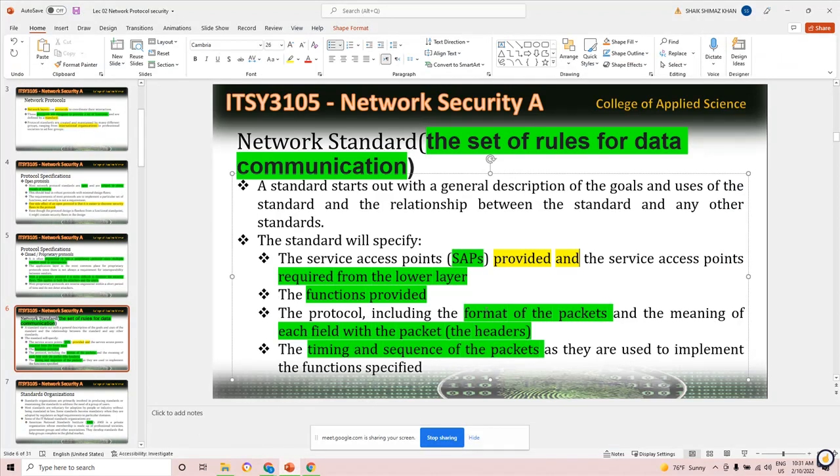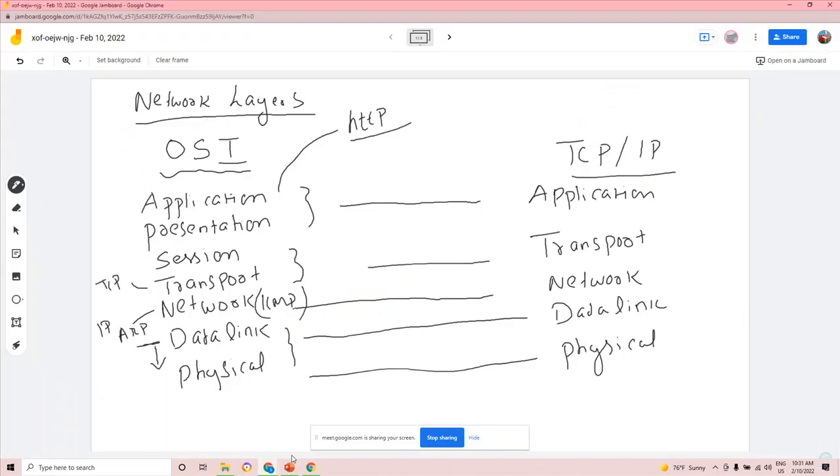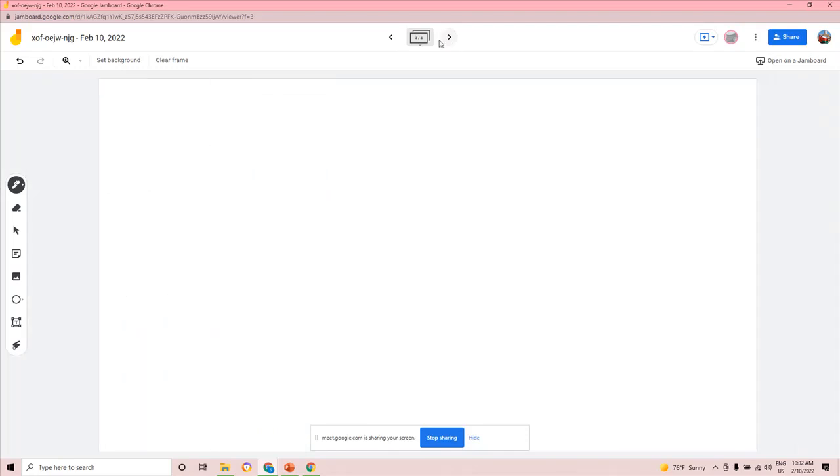Next point is the protocol, including the format of the packets and each field within the packet headers. So whatever protocol you are going to define, you should specify the structure of the packet. For example, students, this we will discuss many times in this lecture.